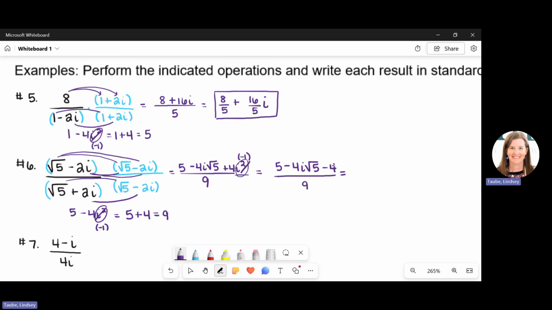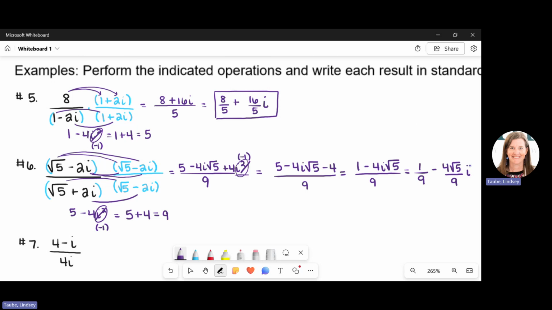Combine my like terms, the 5 minus 4 is 1. Minus 4i radical 5, that's still all over 9. And now to separate it out into its pieces in case something is simplifiable, right? We're going to take both of these pieces of your numerator and put it over the 9. So we would have 1/9 minus the 4 radical 5 over 9, and I can put i at the end, or you could keep it as minus 4i radical 5 all over 9.